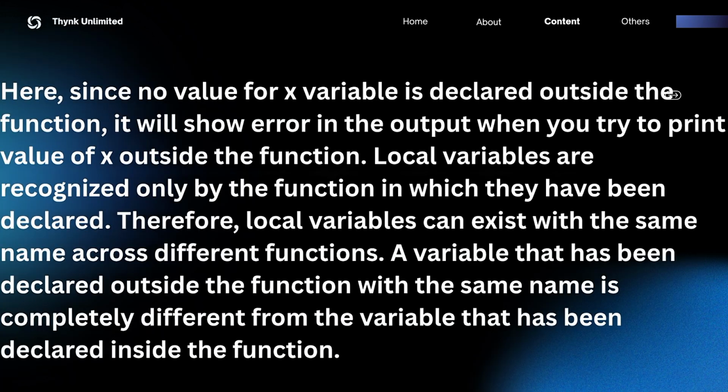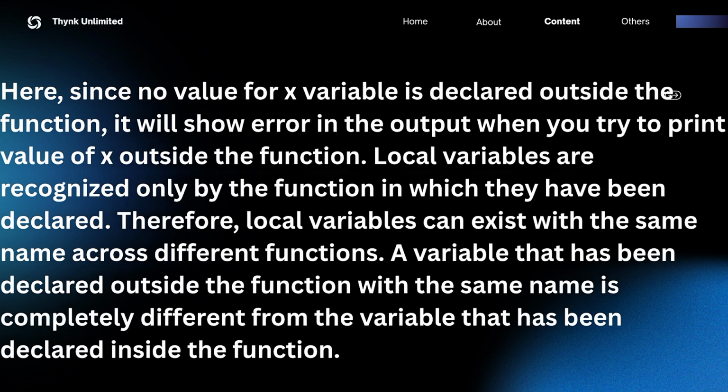In the previous example, you saw that the variable X was defined inside a function and could not be accessed outside of it. This image explains why that happens. When no value for the variable X is declared outside the function, PHP will display an error if you try to use X beyond the function's boundary. This is because variables created inside a function are recognized only within that function and nowhere else in the script.